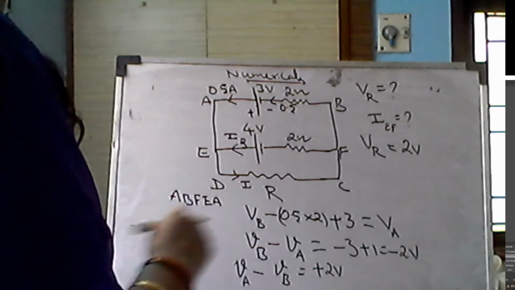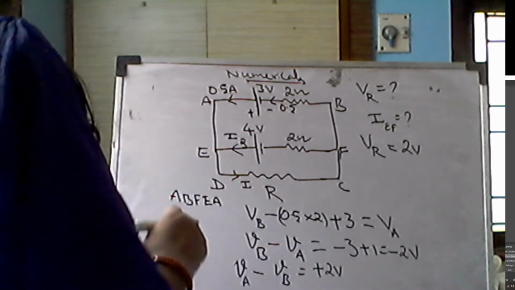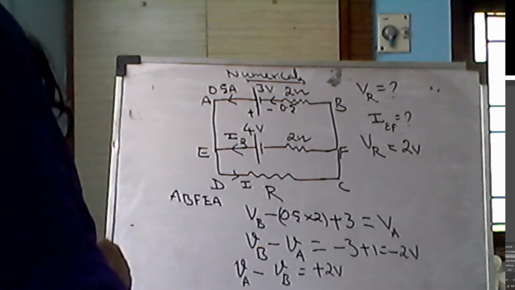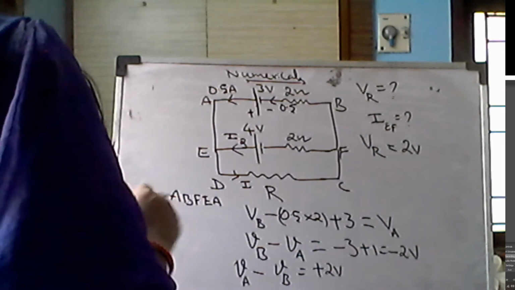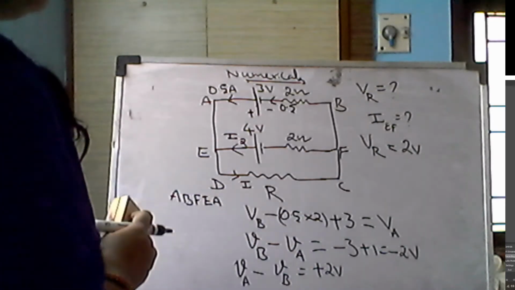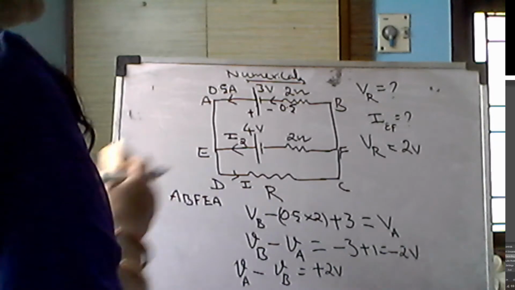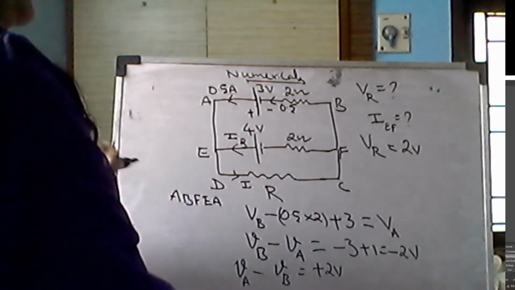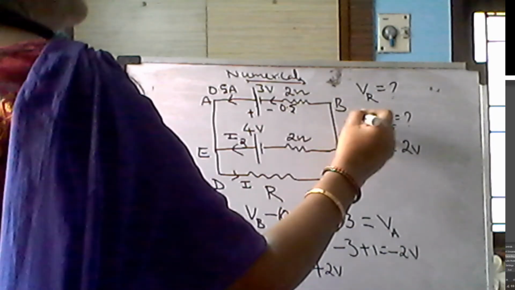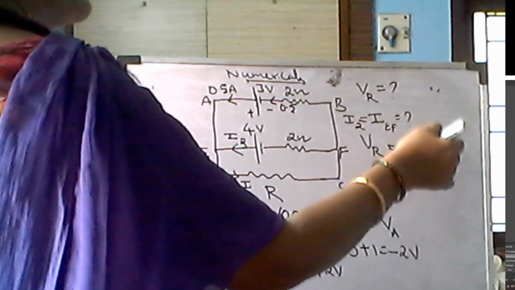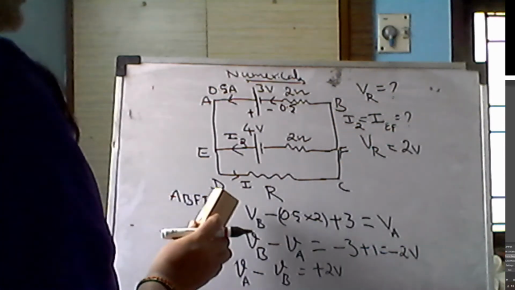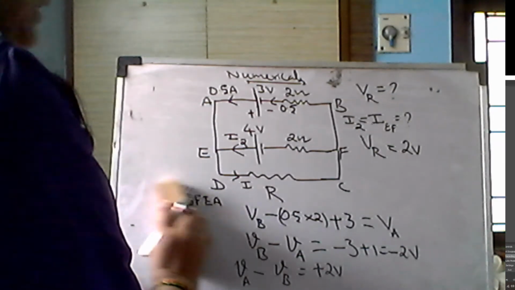Now, the next question: what is asked? They are asking for I2. So now you have to find it using Kirchhoff's first rule and second rule. Now I am going to rub this. You have to find out I2. VR you have found out as 2 volt.